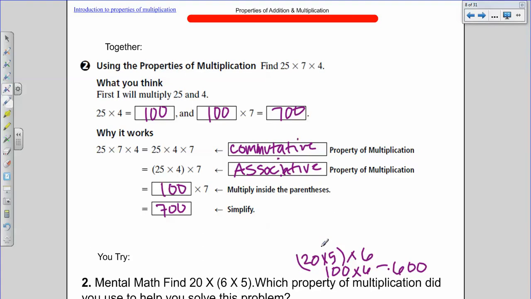So again, the idea of understanding what these properties allow you to do, all of these properties allow you to change the order or regroup. You want to be able to do mental math real quickly. So when I can change the order or regroup things around, that allows me to use mental math, and I am good to go. Tomorrow we'll be doing some practice problems with using the properties of addition and multiplication.